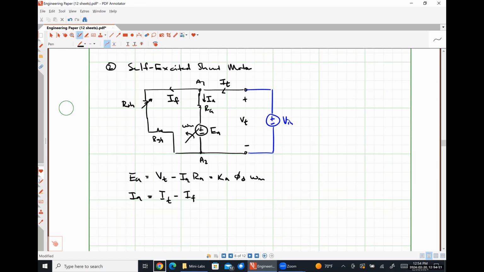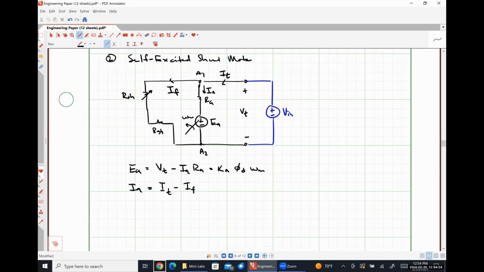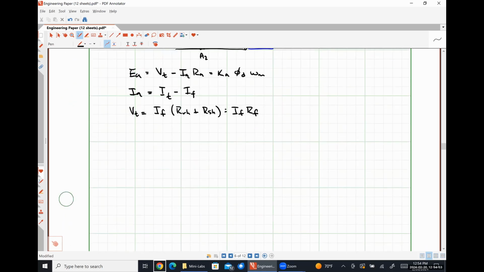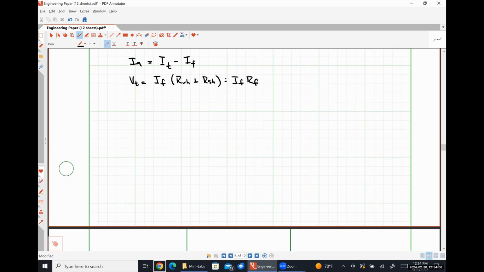Our terminal voltage VT is just going to be the voltage drop across the rheostat and the shunt field windings. So that's going to look like IF times RRH plus RSH, or simply IF RF. And those are our relationships. And actually, let me do this on a new page.